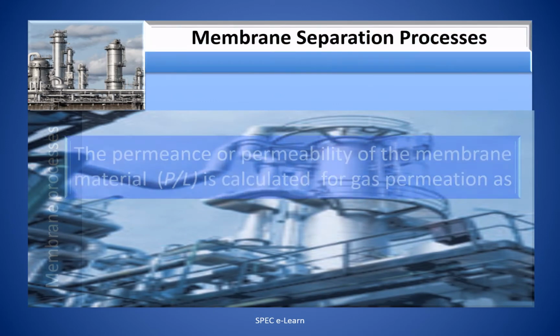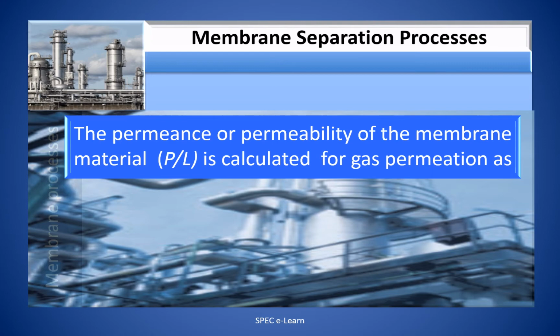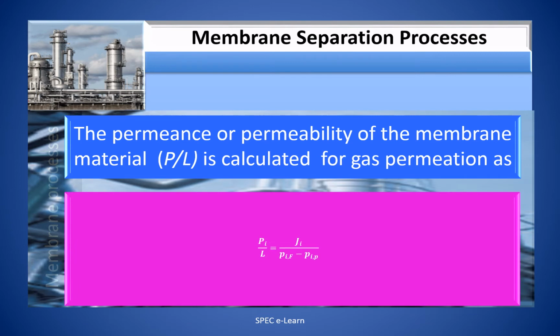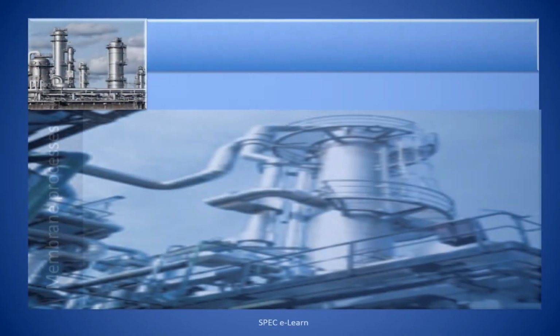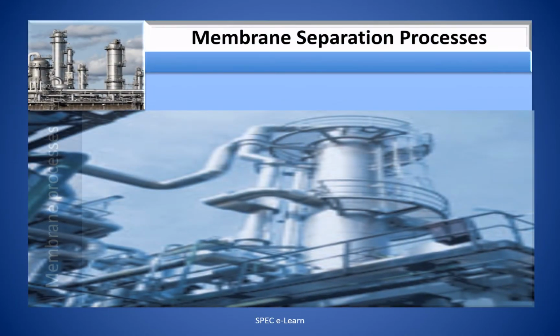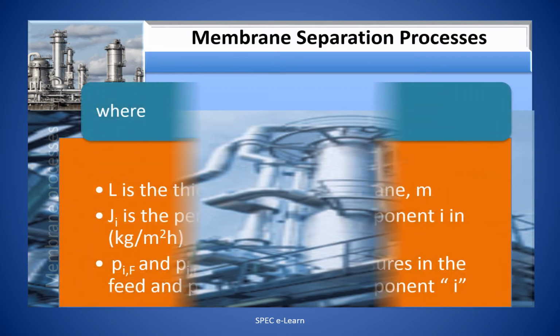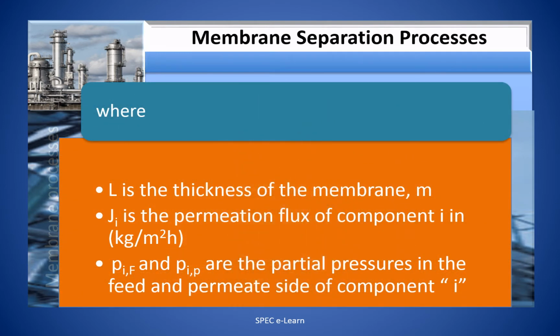The permeance or permeability of the membrane material, Pi by L, is calculated as Pi by L equals Ji divided by (Pif minus Pip), where L is the thickness of the membrane in meters, Ji is the permeation flux of component i in kg per meter squared per hour, Pif and Pip are the partial pressures of component i on the feed and permeate side.